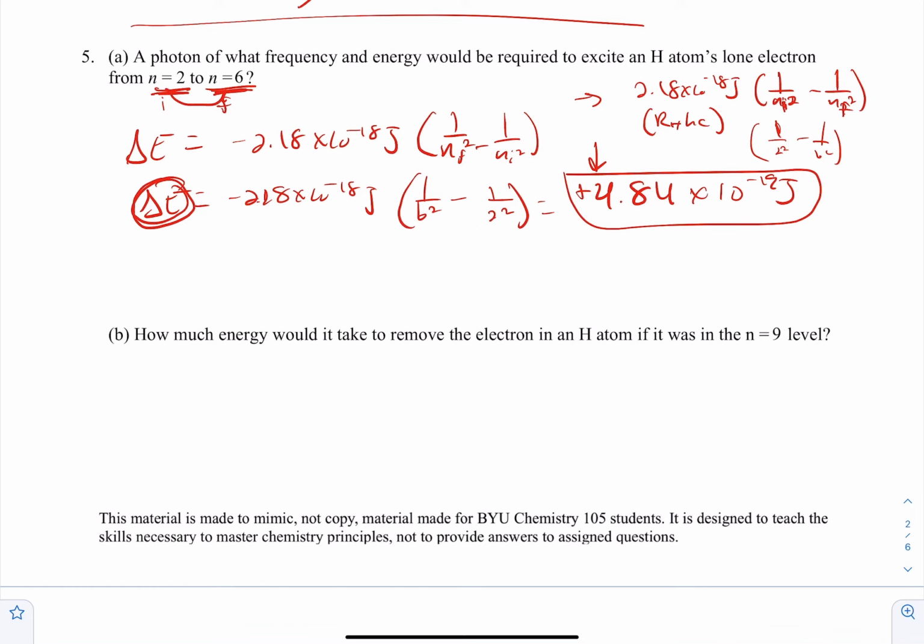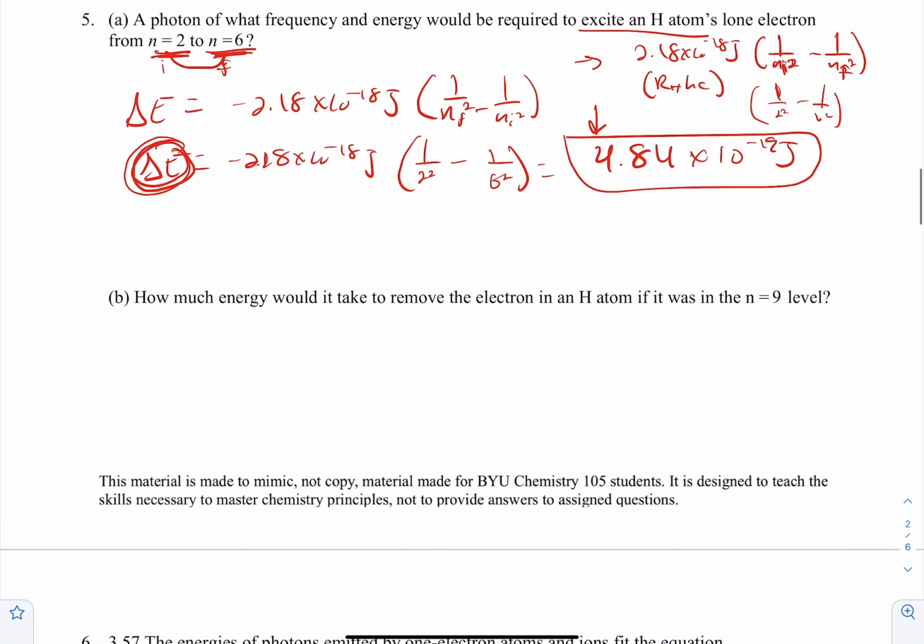You could plug in the same values. Let's say it went from 6 to 2 instead of 2 to 6. You'd get the exact same answer, just with the opposite sign. So the sign, using delta E correctly, can actually show you what's happening, because if it's positive, that means our atom absorbed energy. We've gained that energy. If it's negative, that means it lost that energy. So here we're exciting the atom, which means we're absorbing that energy.